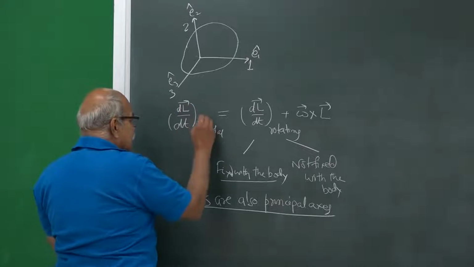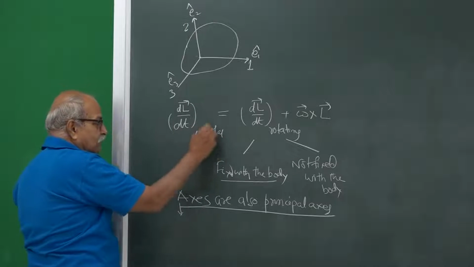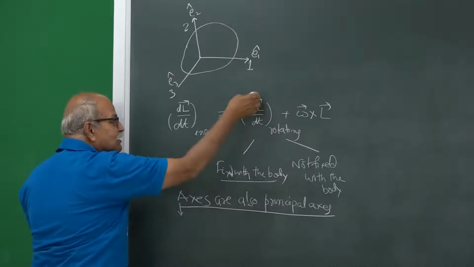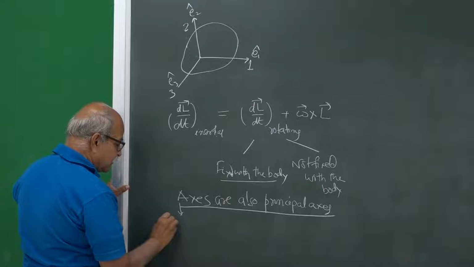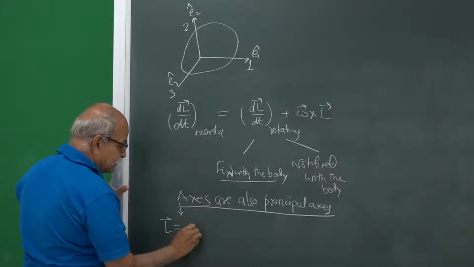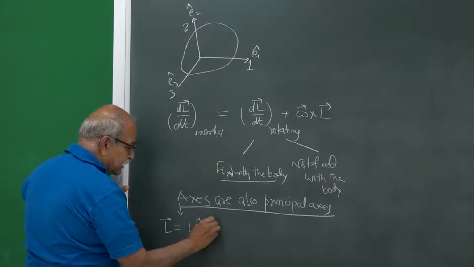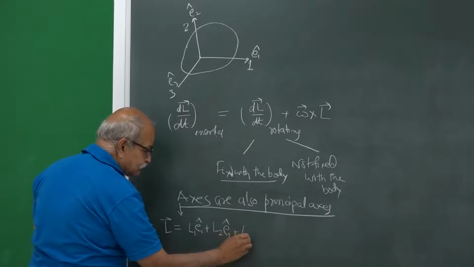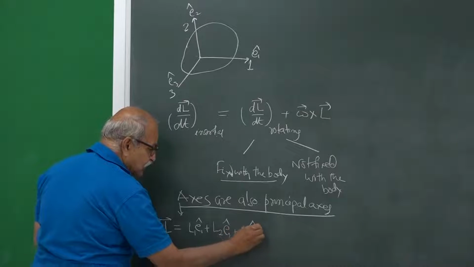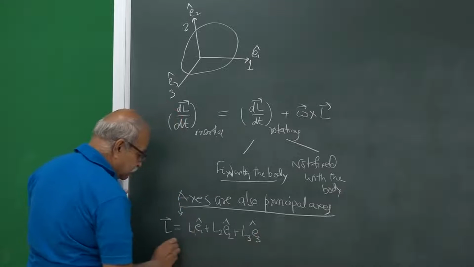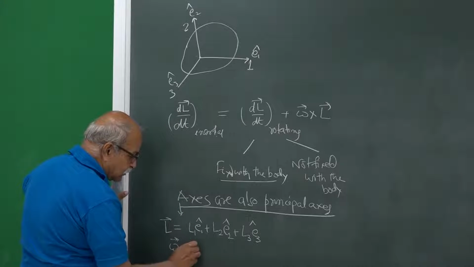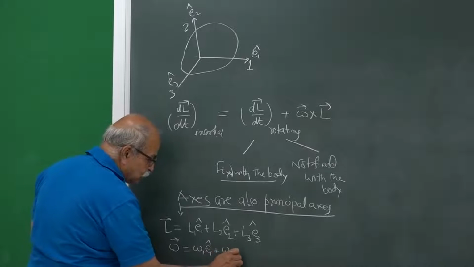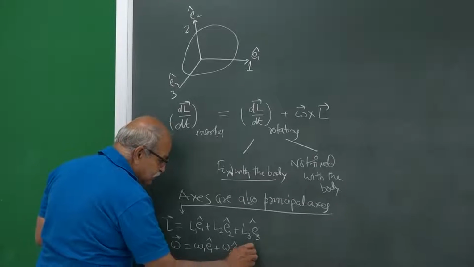All right. So, this is our tau, this is our torque, in the inertial frame. Now, what is this? In the rotating frame, what is dL/dt? In the rotating frame, you will write L as L1 E1 cap plus L2 E2 cap plus L3 E3 cap, and omega you will write as omega 1 E1 cap plus omega 2 E2 cap plus omega 3 E3 cap.